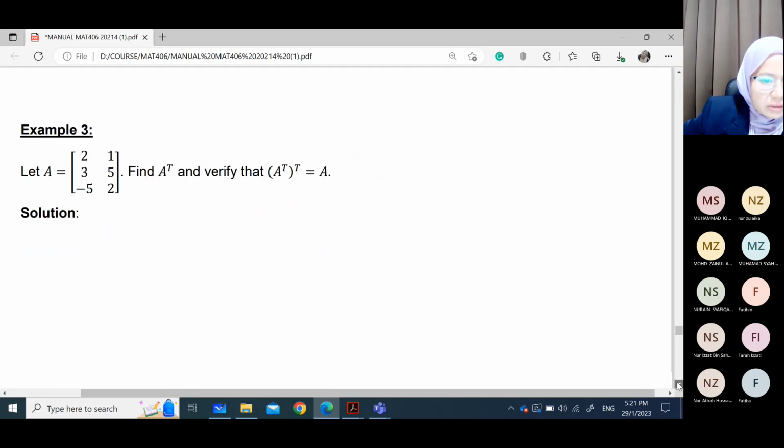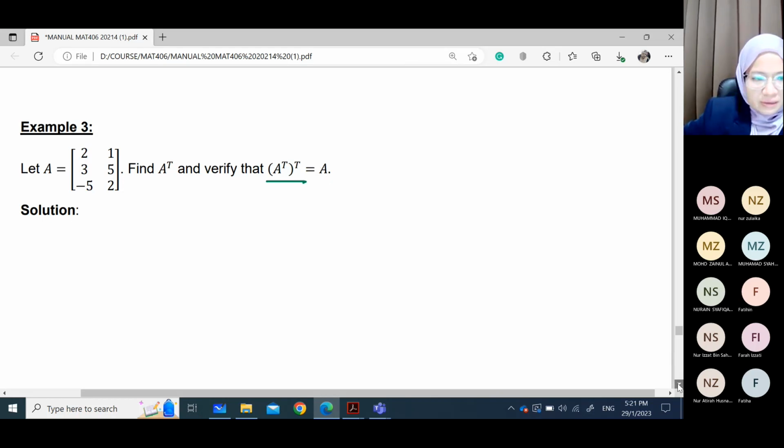Alright. Okay, yang tadi kita dah verify dah. A transpose and kita transpose, kita akan dapat the original of the matrix, which is A. Okay, so yang ni you boleh try. So you transpose dulu A, transpose dulu untuk matrix yang ni. So for A, you akan dapat 2, 3, negative 5, 1, 5, 2. And then you transpose again. Then we will have the original matrix.